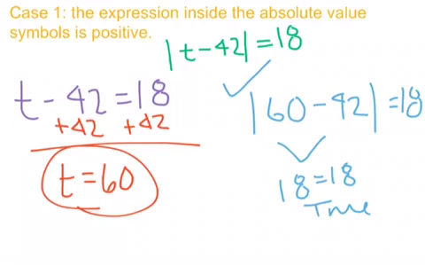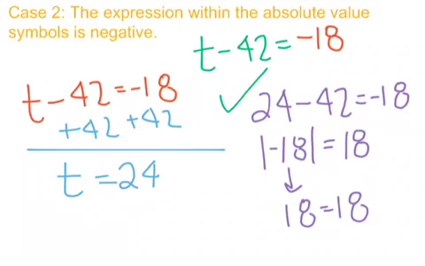Okay. When we check it, we're just going to plug in 60 for t over here in our check it zone. We get 18 equals 18, which is a true statement. That is case one. So all you do is pull the expression out of the absolute value bars, keep whatever is equal on the other side positive, and we'll go from there. Okay, that's case one. Case two is a little different.